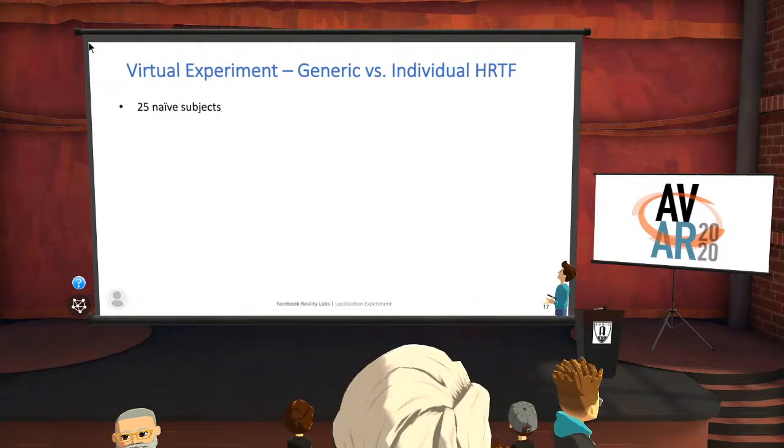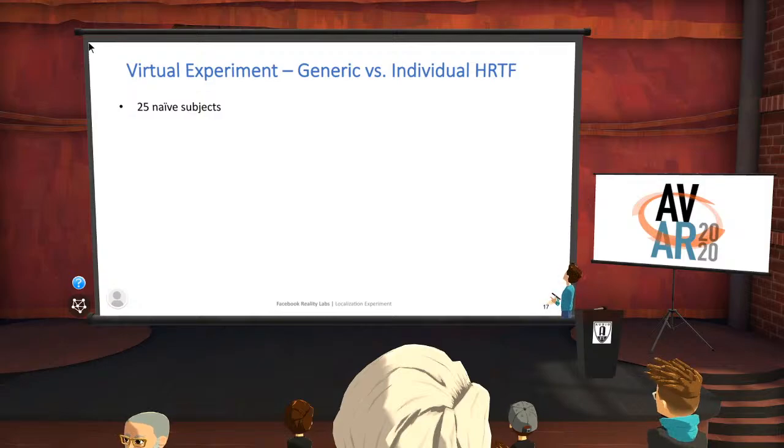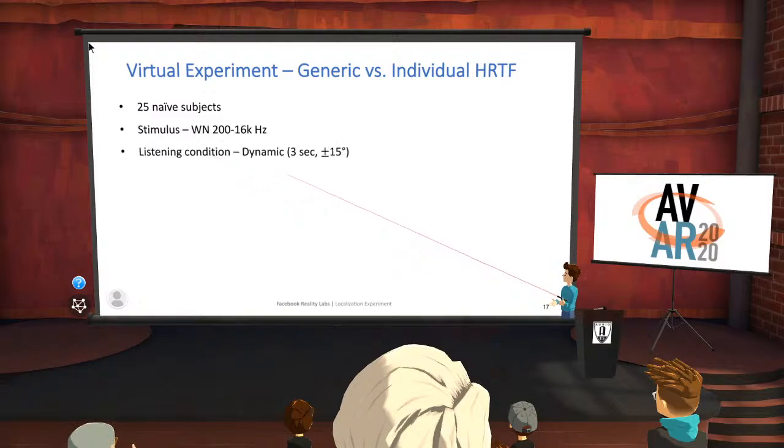So, the results for the generic HRTF. I don't see the updated slide here. Okay, we have results of the same 25 naive subjects that participated in the ground truth experiment. The stimulus is the same, white noise between 200 Hz and 16 kilohertz. We tested only the dynamic localization. As I said, this is more interesting to us for our applications. We use the same adaptive training procedure as in the ground truth with the actual loudspeakers, because we want to eliminate any learning effect that can happen when listening to virtual sound with feedback. And we tested 17 directions with four repetitions in the experiment.